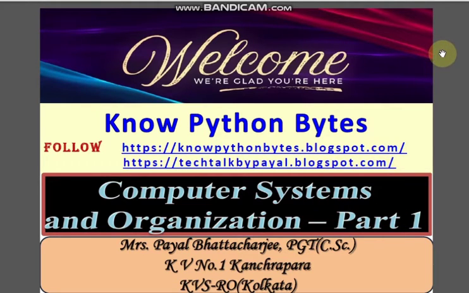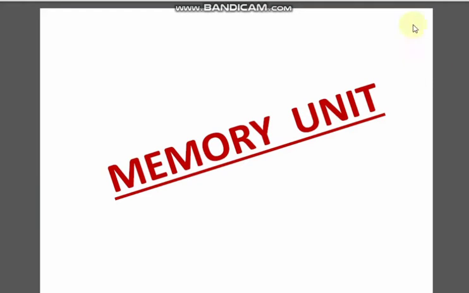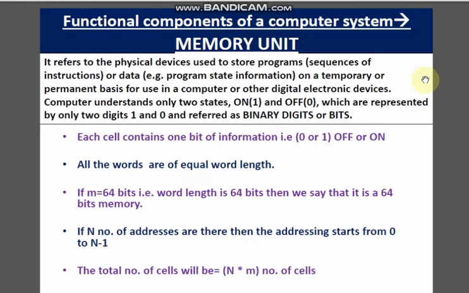Today we are going to learn the memory unit of a computer system. What are the functional components of a computer system? We have seen the input unit, output unit, central processing unit, and the main part is the memory unit, which we are going to learn right now.